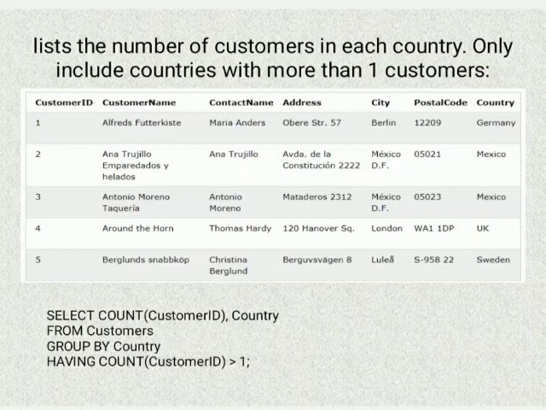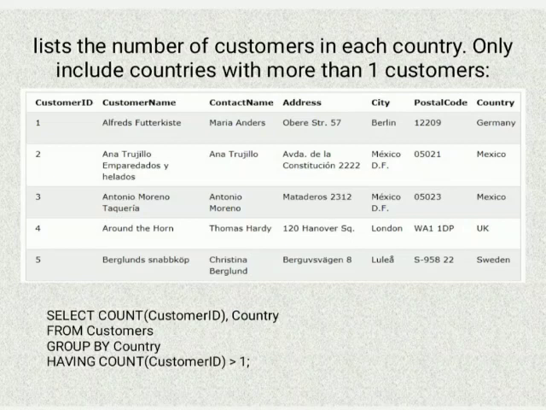Once again, read the question very clearly. List the number of customers in each country. It means we have to do the group by. Only include countries with more than one customer. The condition is there on the grouping. So we have to use the condition, but before that we have to group, and group on the basis of country. Here in the question it is written each country, so grouping is done on the basis of the attribute country.